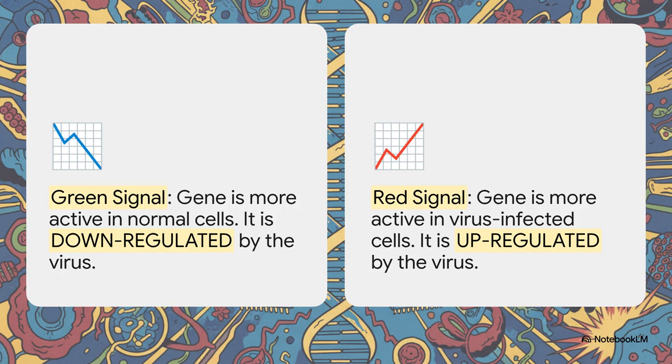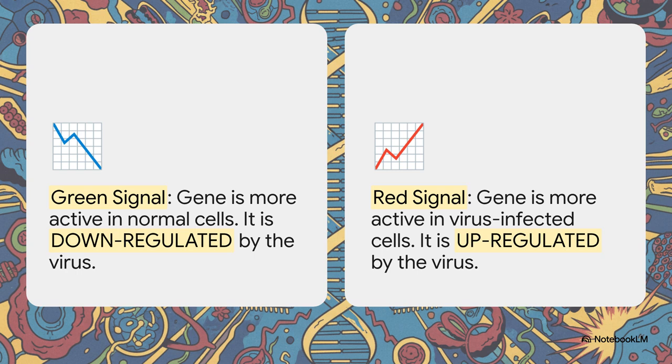Now, reading the results is probably the most important part. If you see a bright red spot, that means a ton of red cDNA from the infected cells stuck there. So that gene is being cranked way up. It's upregulated by the virus. If you see a green spot, it's the total opposite. The gene is more active in normal cells, which means the virus is shutting it down. We call that downregulation.